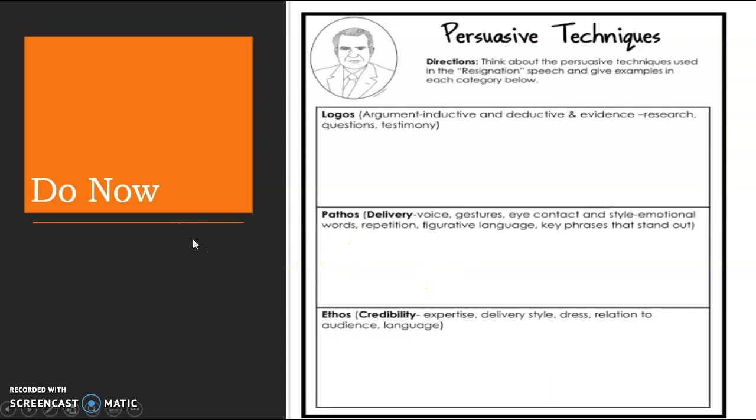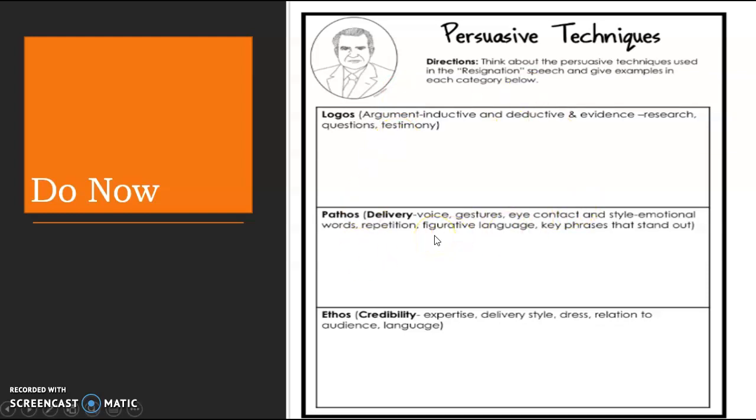Another thing that I would like for you to consider as you're reflecting on this speech is the persuasive techniques that are used in Nixon's resignation speech. See if you can come up with some examples. Can you come up with an example of logos? This is argument, inductive and deductive, and evidence, research, questions, testimony, the argument of logic. Does he use any of those techniques in his speech?